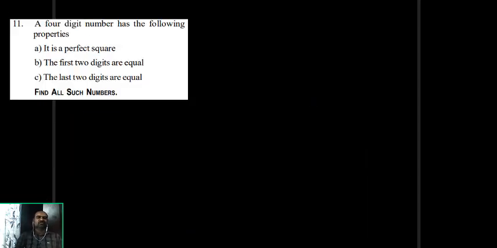Yeah. Next important question. Find a four-digit number that has the following properties. It is a perfect square, the first two digits are equal, and the last two digits are equal. Find all such numbers.